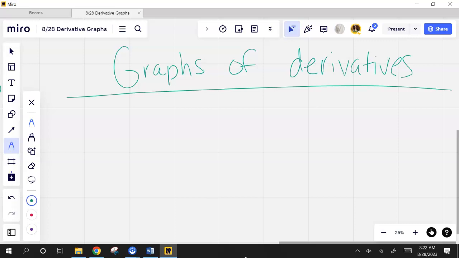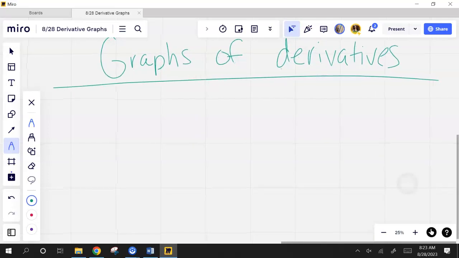All right, here we go. Graphs of the derivative. Here's what you're going to do. We're going to do it two ways. One, given a table, we're going to sketch a graph of what we think the derivative graph would look like. And then given a graph, we're going to sketch what we think the graph of the derivative would look like based on graphs. We'll start with the graphs.